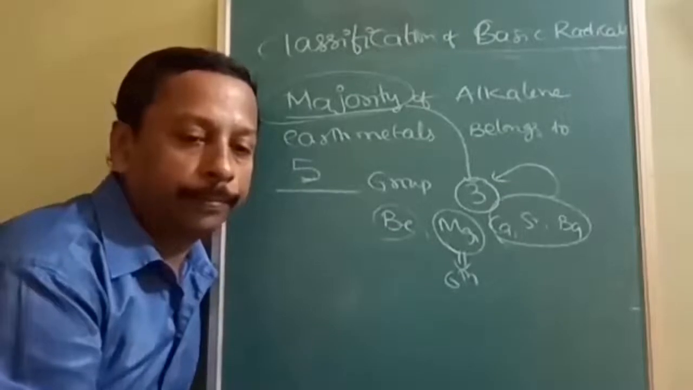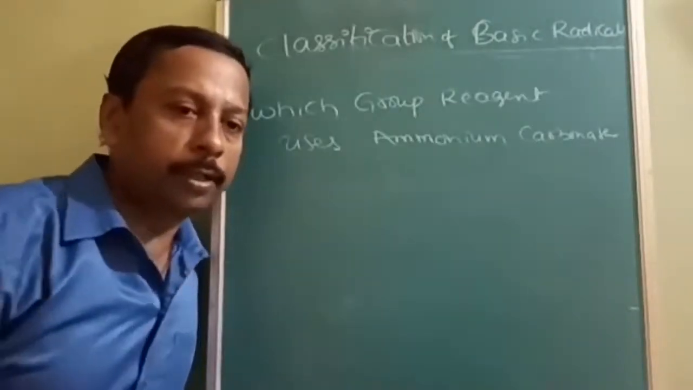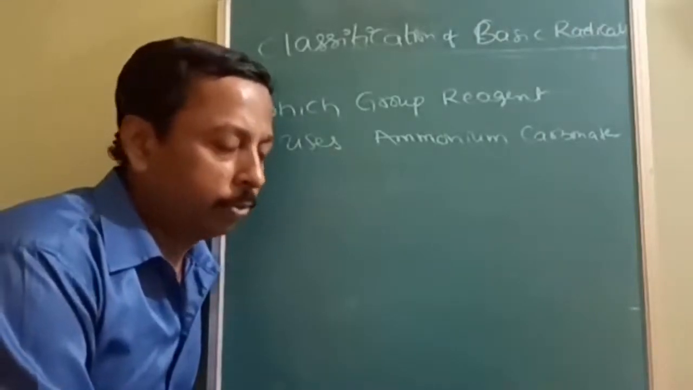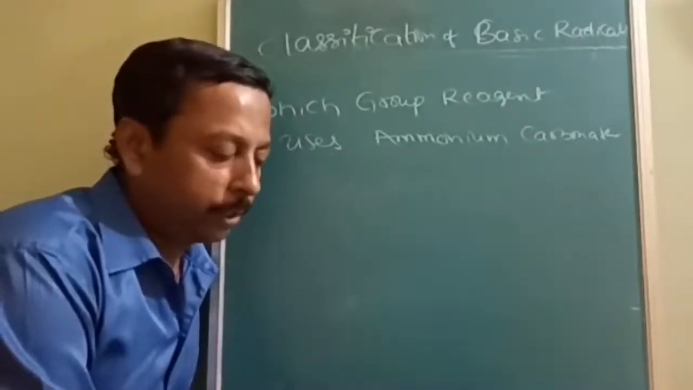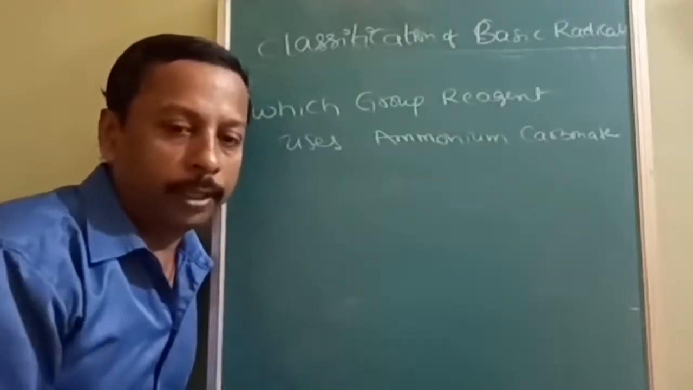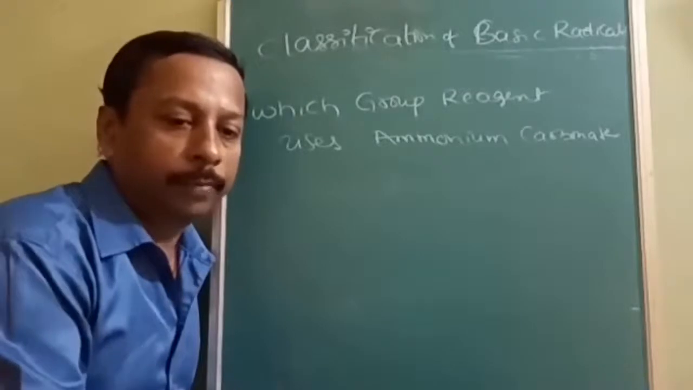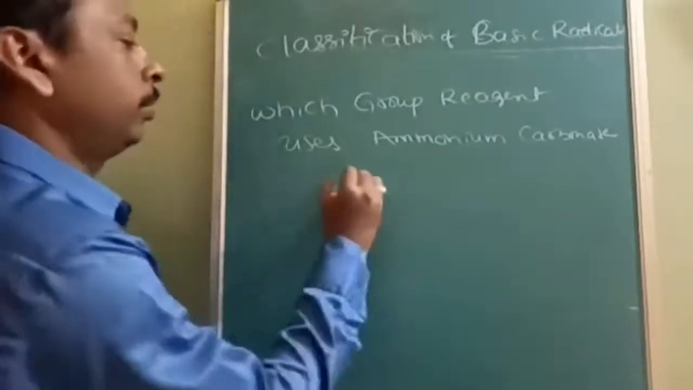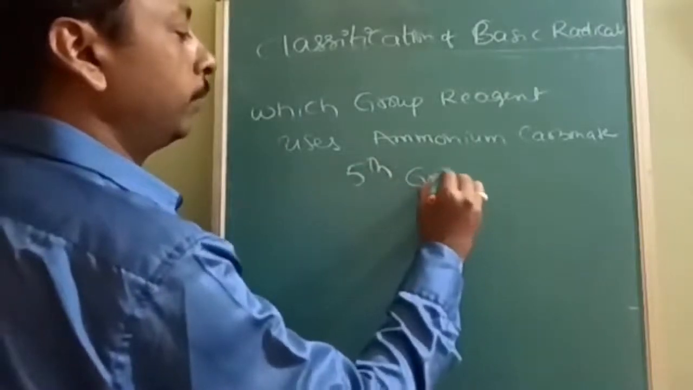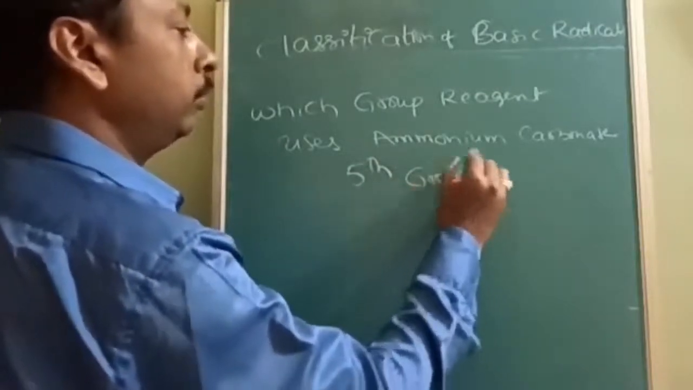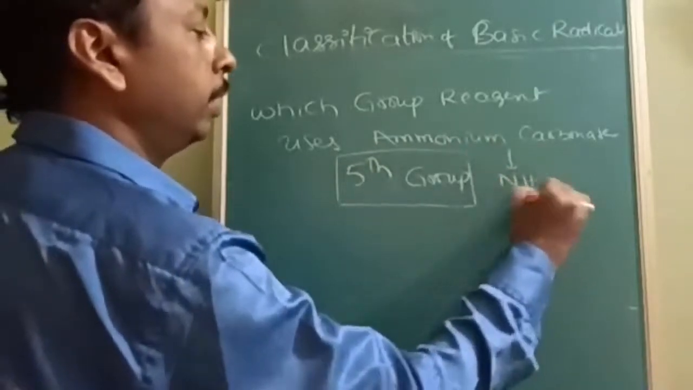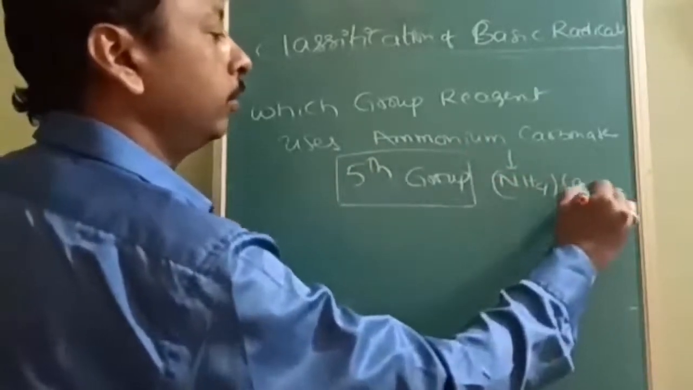Next question: which group reagent contains ammonium carbonate? Which group? The fifth group of the basic radical uses ammonium carbonate. What is ammonium carbonate? (NH4)2CO3.